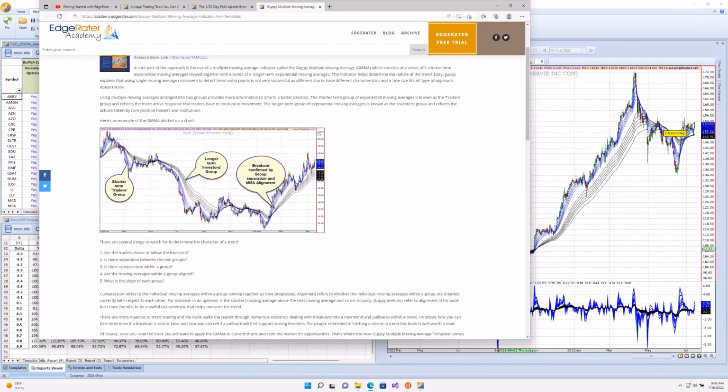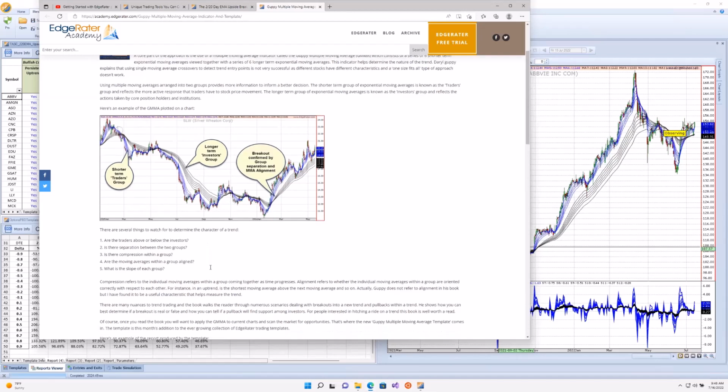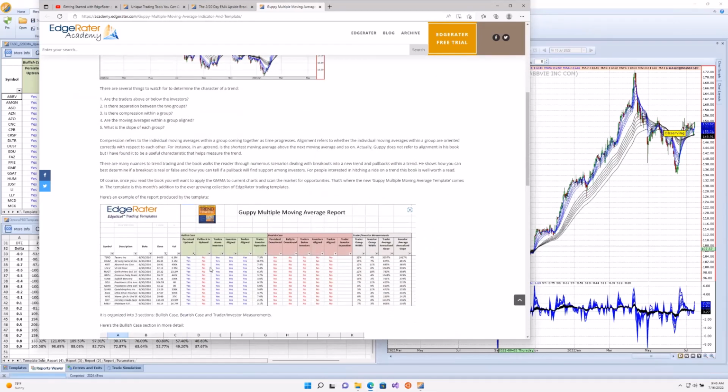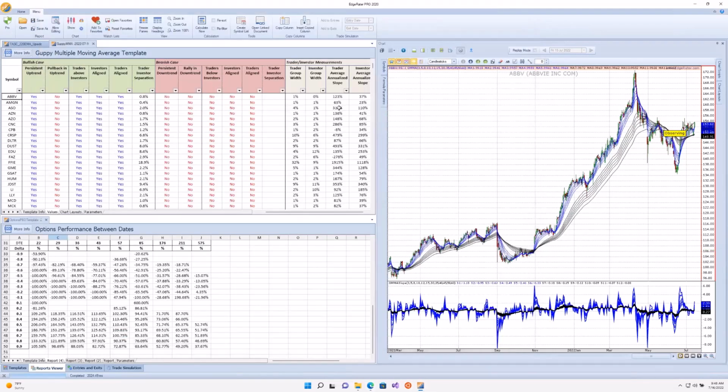But it kind of synthesizes some information and shows what the template is actually trying to achieve. So this is an interesting technique of multiple moving averages. You see the chart's now switched over to a multiple moving average chart.